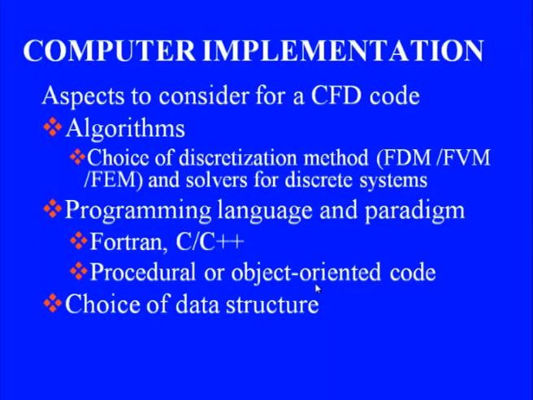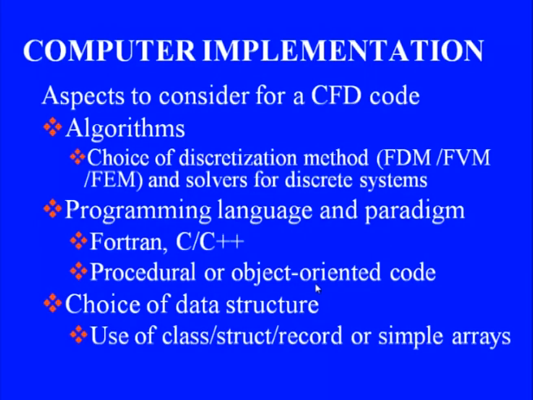And then the last thing which we have to think of is the choice of the data structures. Should we go for fixed size arrays, or simple record arrays, or should we go for some more complicated classes, structures, or records? Class and struct are part of the C language. Records are now available as a feature in modern Fortran. So, should we go for these bit more complicated ones, or should we go for simple arrays?